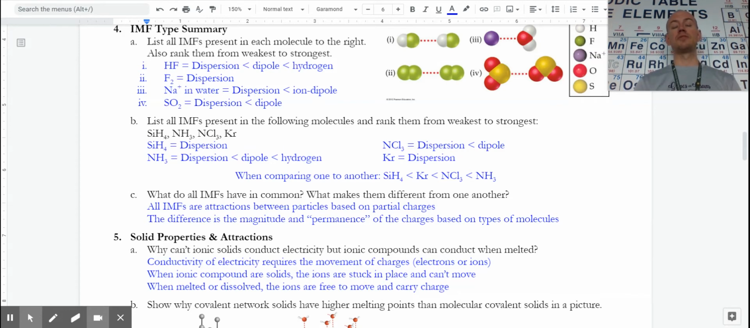So the SiH4 is most definitely going to be the weakest in terms of overall attractions, lowest melting and boiling point, probably highest in terms of vapor pressure because it would evaporate easily. Krypton is also very low. It's a gas, so we know that that attraction has to be weak because the molecules aren't held quite as tightly there.